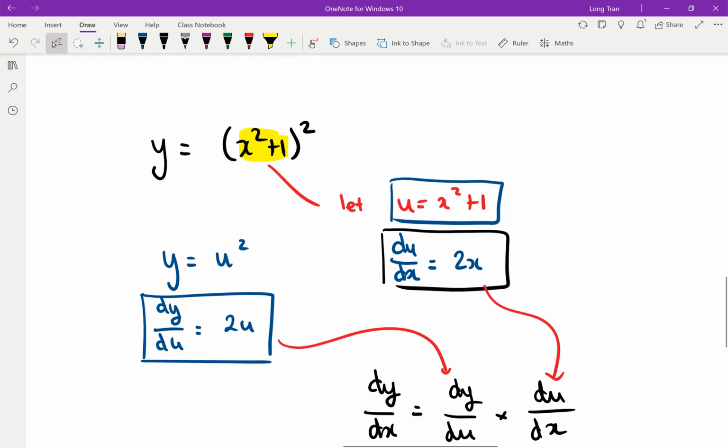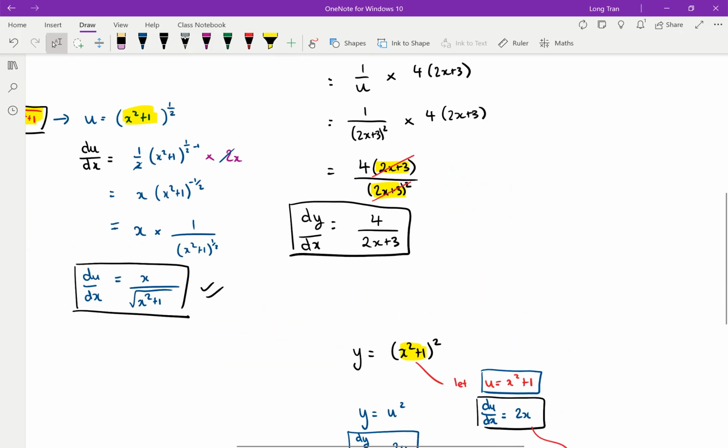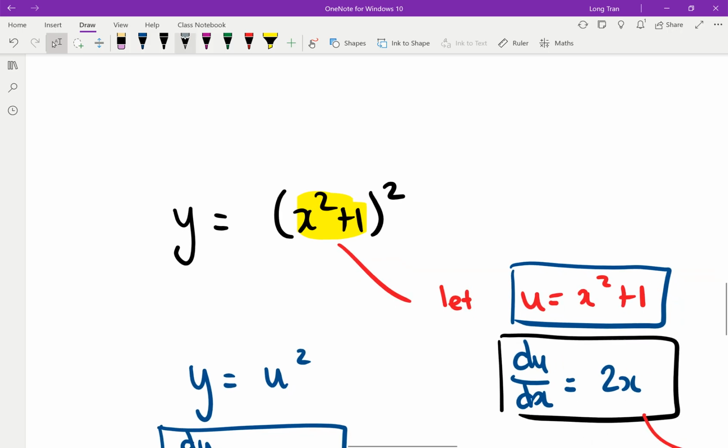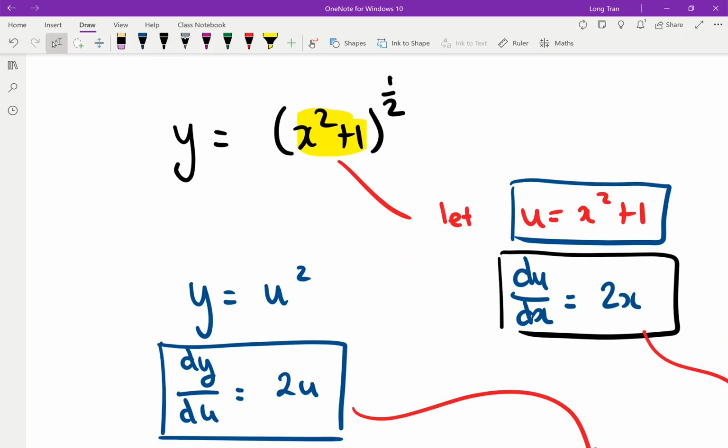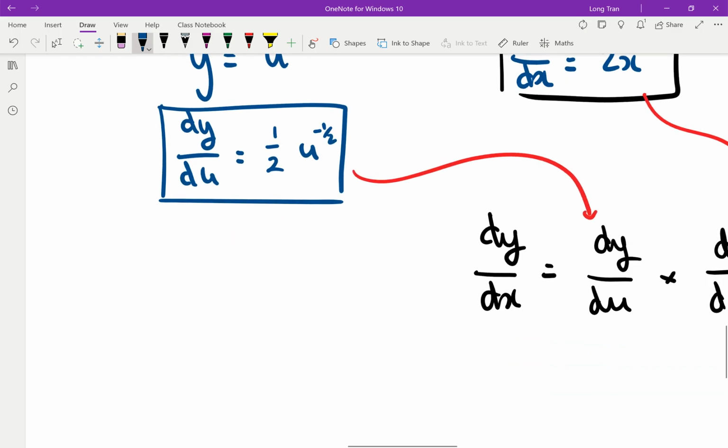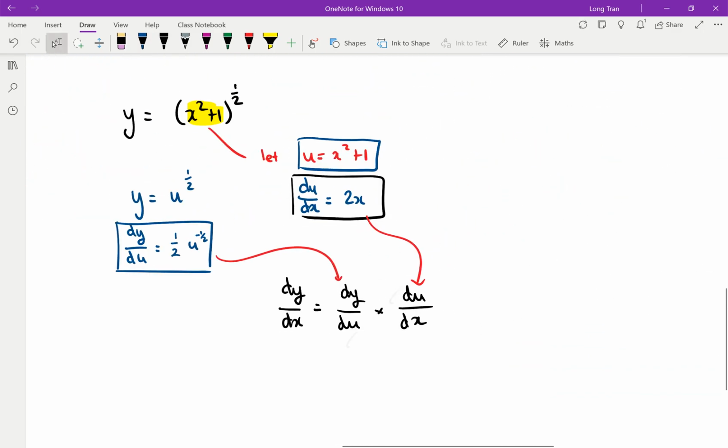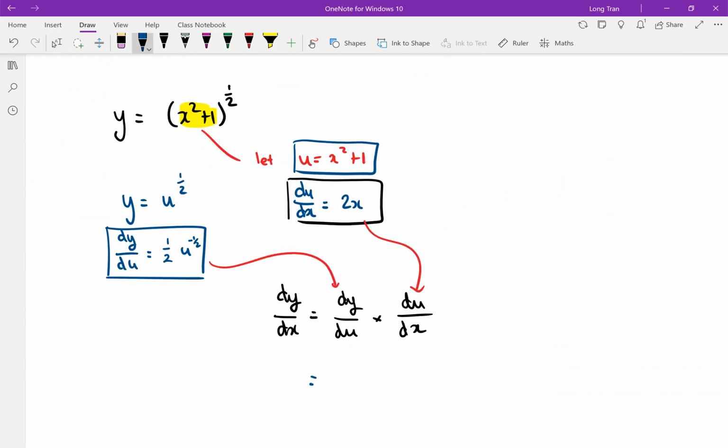Okay? Wait, is it u or was it half? What was it again? Oh, whoops, my bad. That was half. So this now changes the problem. Oh, this is half, and that's then half. Half minus 1 is negative half. Okay. So now I can do my solution here and say that delta y delta u is half times u to the power negative half, multiplied by delta u delta x, which is 2x.